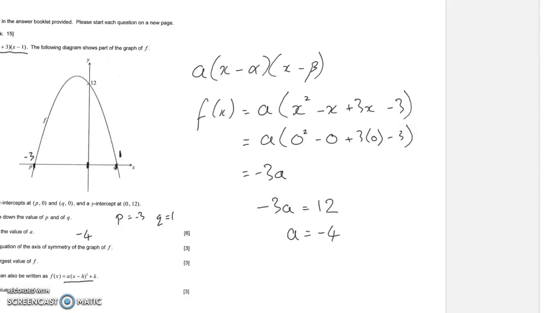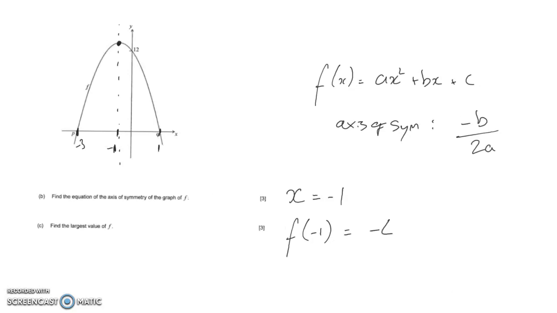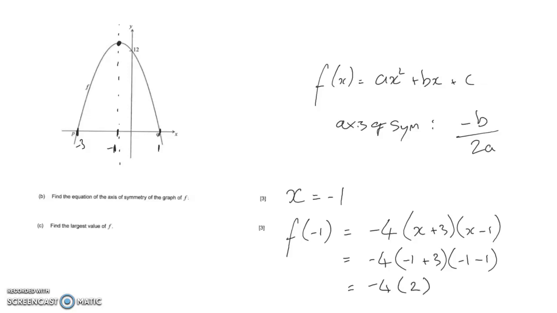Just flipping back to the previous page, we can use any form to substitute in here, but why don't we go with the root form, x plus 3 times x minus 1, remembering that a is of course -4. So I can now substitute in my -1, taking care with the negatives. Brackets are going to help us out: -1 minus 1, a little bit tricky. But we get -4 times 2 times -2.